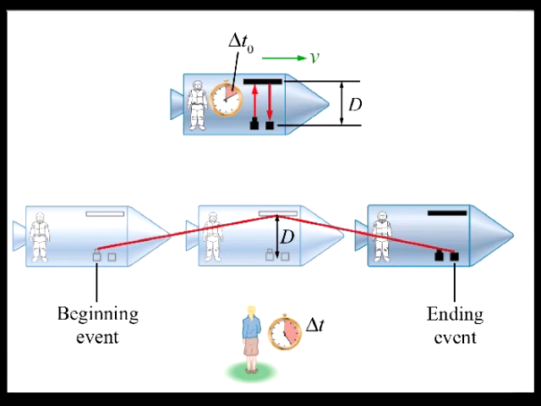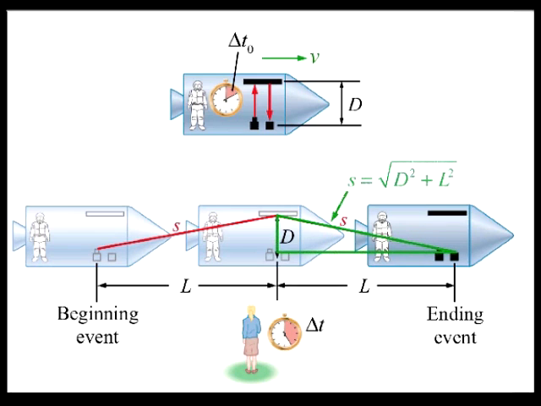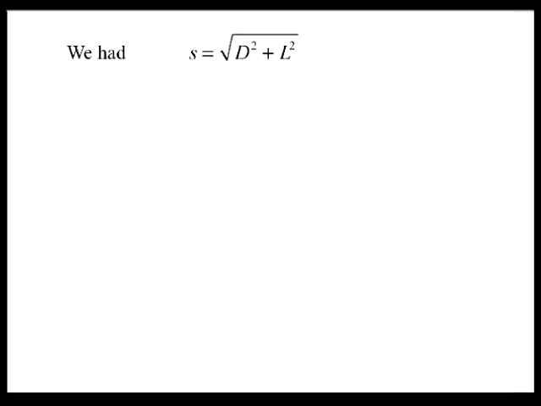The ship travels a horizontal distance L as the light pulse travels from the source to the mirror, and another distance L as it travels from the mirror to the detector. In each leg of the trip, the light follows a diagonal path of length s. We can identify a right triangle that relates these distances as s equals the square root of d squared plus L squared, or 2s equals 2 times the square root of d squared plus L squared, which must be equal to c times delta t.